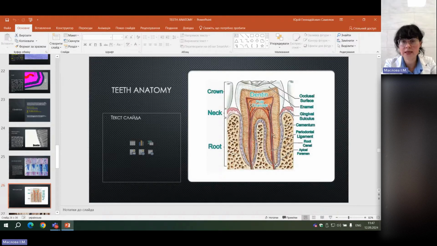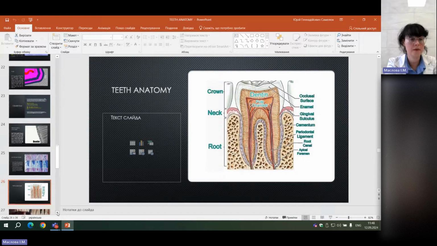You can see the root canal. It is the radicular part of the pulp or the pulp chamber, and apical foramen. Through the apical foramen into the pulp, you can find the blood vessels, the lymphatic vessels, and the nerves.